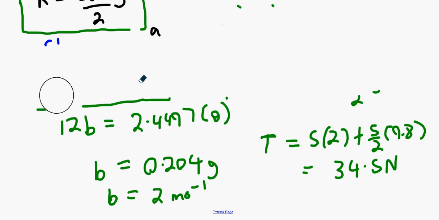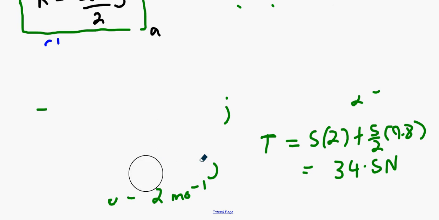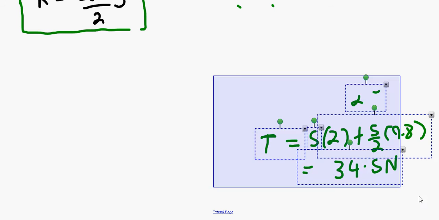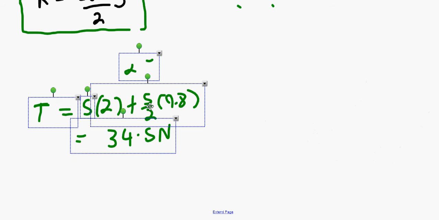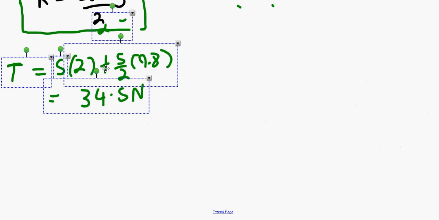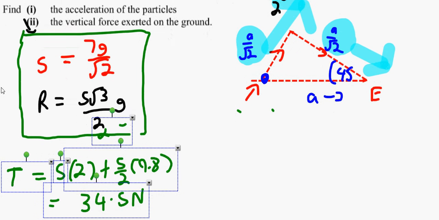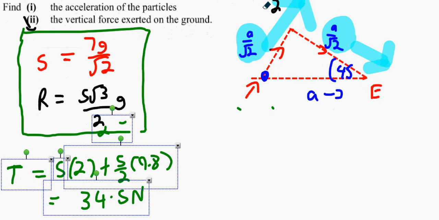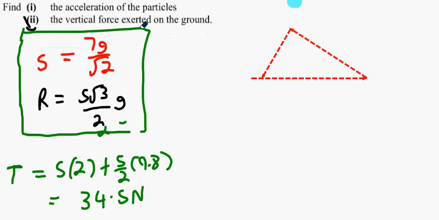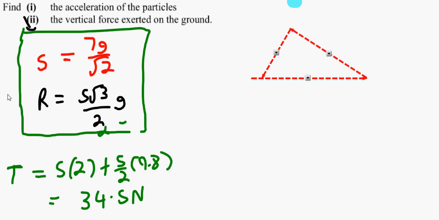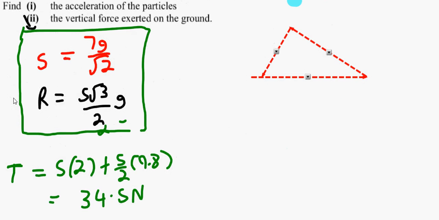I don't need any of this. I don't even need the acceleration. All I need now is the forces. Because what does part 2 say? This is tricky in its own right. The vertical force it exerts on the ground. So, I go back to my original wedge. What is it? 30 degrees.